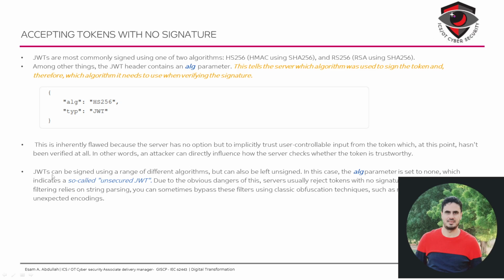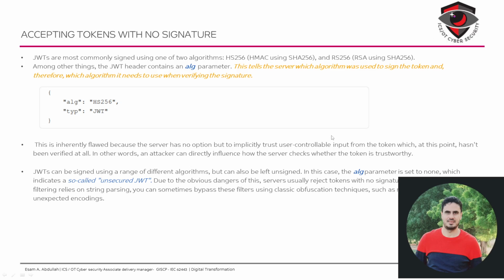So JWTs can be signed using a range of different algorithms, but can also be left unsigned. Here we can put none. In this case, the algorithm parameter is set to none, which indicates a so-called unsecured JSON web token. Due to the obvious dangers of this, servers usually reject tokens with no signature.